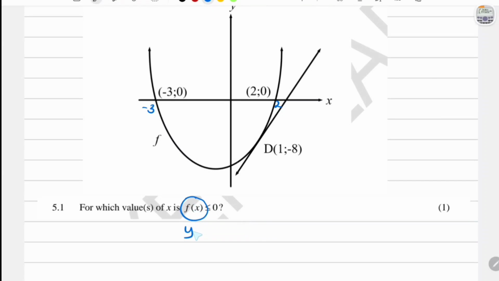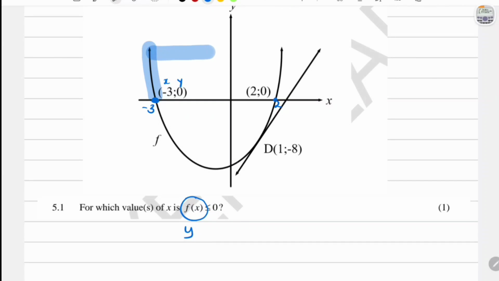So it's really asking for the y values of f. Where are the y values of f going to be less than or equal to 0? Where they are equal to 0 would be at the x-intercept, because at the x-intercept, x has a value, but y is equal to 0. But where is it less than 0? So again, if you look at the graph, look at the y values, because we're trying to look at the y values of f. Where are they going to be less than 0?